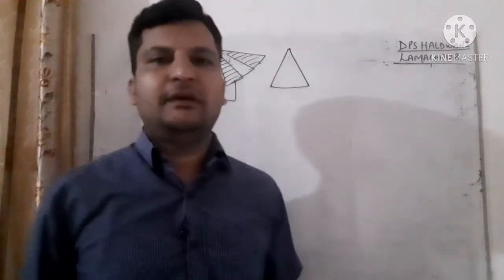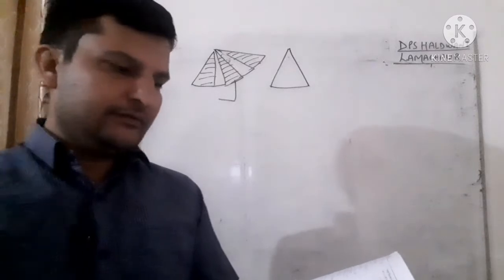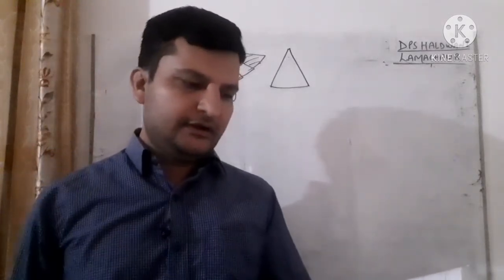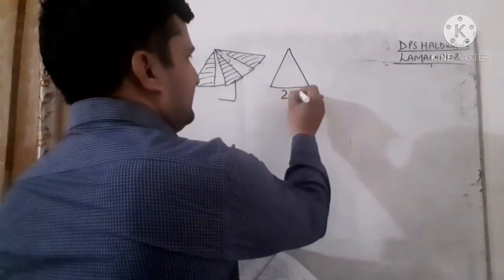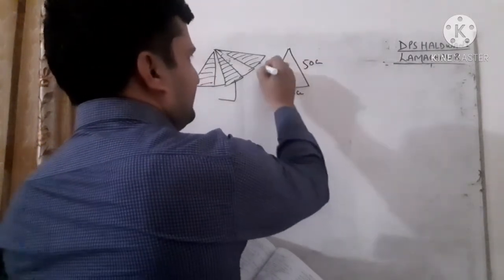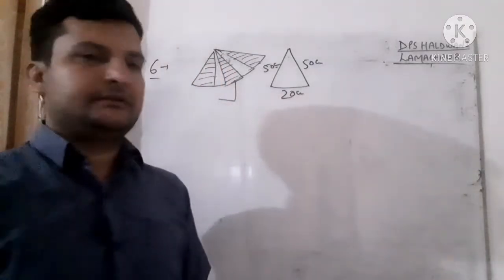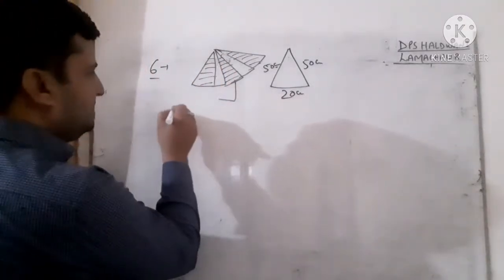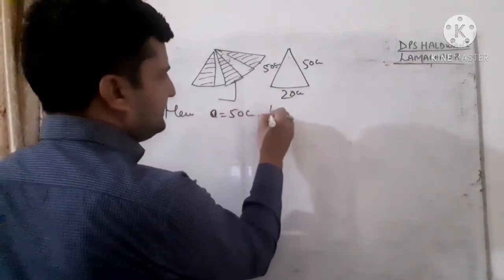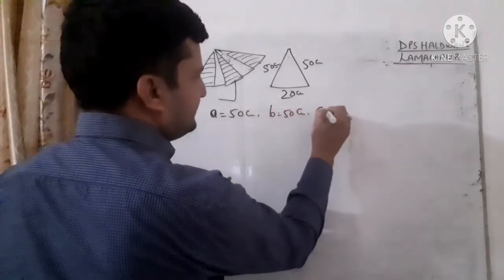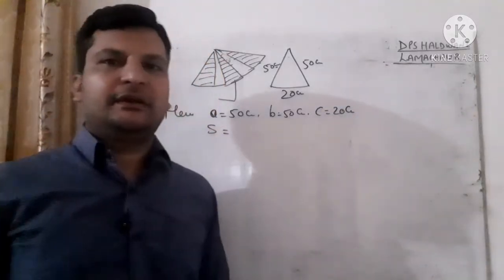So student, all the sides are given in this question. 10 triangular pieces of each color are given and each piece is measuring 20, 50 and 50 centimeter. So student, we have to find the area of this one triangle first. So how we can find it? We know that here you can take A is equal to 50, B is equal to 50 and C is equal to 20 centimeter. So student, for finding the area we can use Heron's formula.